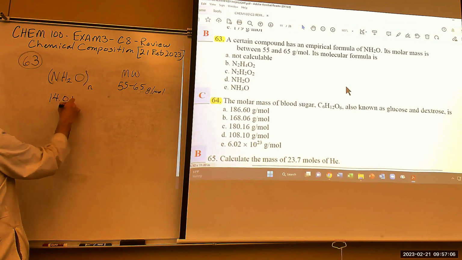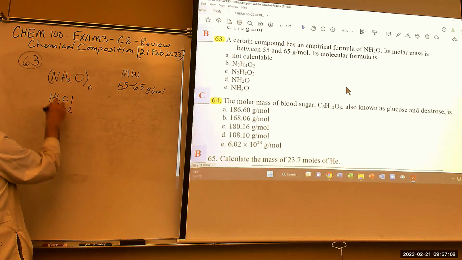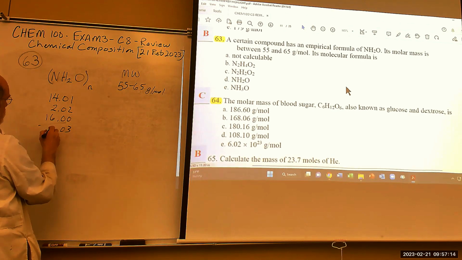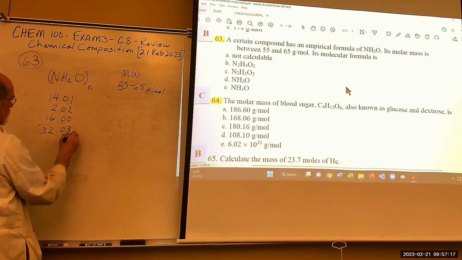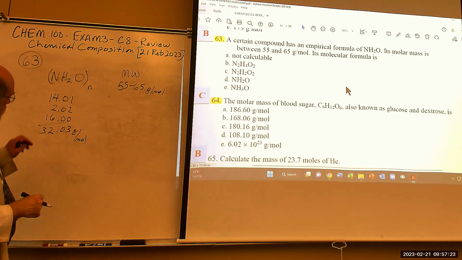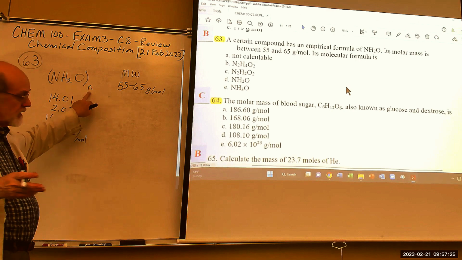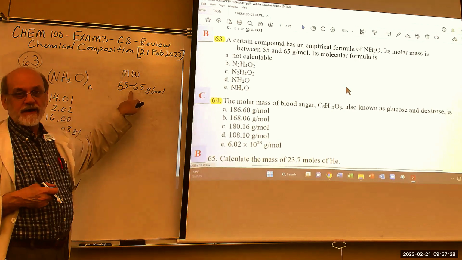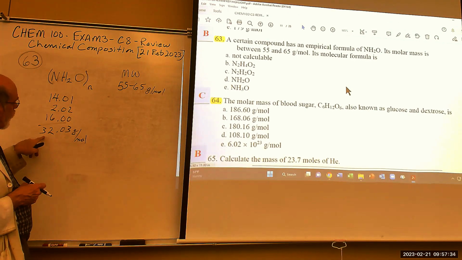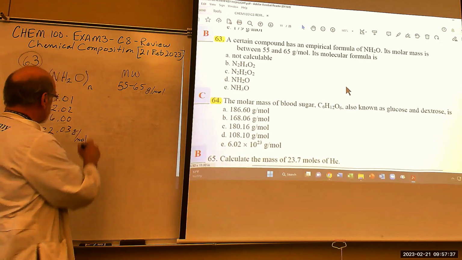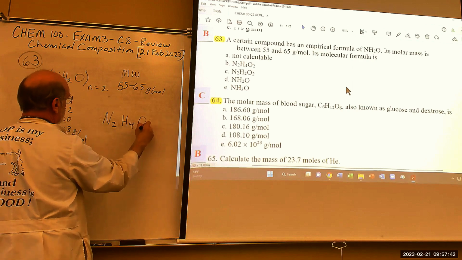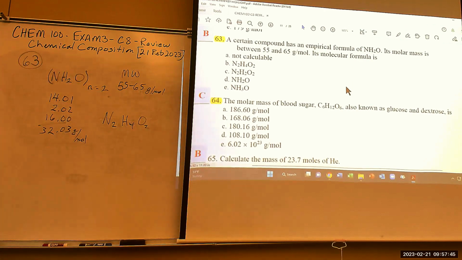Well, that's nitrogen, that's hydrogen, that's oxygen. So we have 14, 2, 16, that's 32 grams per mole of that formula. If N is 1, then 32 is not between 55 and 65. If N is 2, then it's 64. It is between. So N equals 2. And the formula then is N2H4O2. All right.